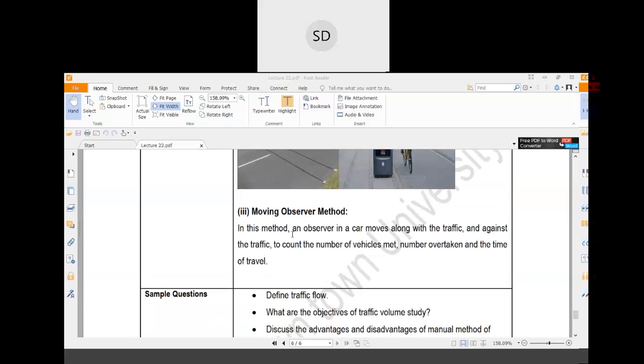In such cases, you will hire one vehicle and first you will go along with the traffic flow and count the number of vehicles which you have already overtaken. After that, you will come in the opposite direction and again count the number of vehicles which you have crossed. So in that case, you can have a rough idea about the total number of vehicles in a particular section of the road. So that is called the moving observer method. Why moving observer method? Because in such cases, the observer or surveyor is moving along with the traffic flow.